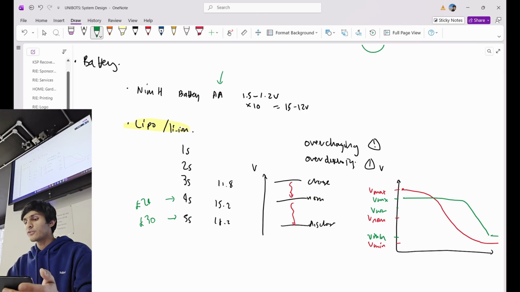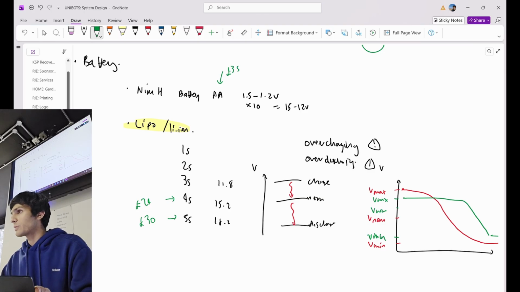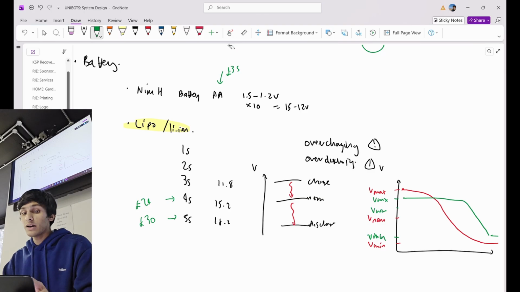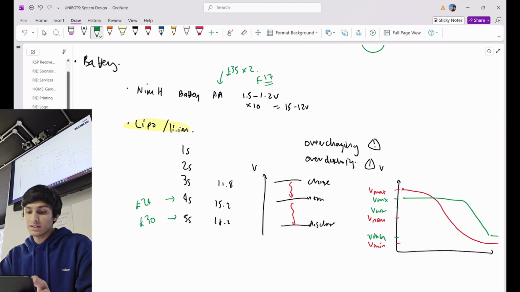So last year we really messed this up, and I bought 24 very expensive lithium-ion batteries. They are expensive. I think the 4S and the 5S are like £24. It's like £30 for the polymer.